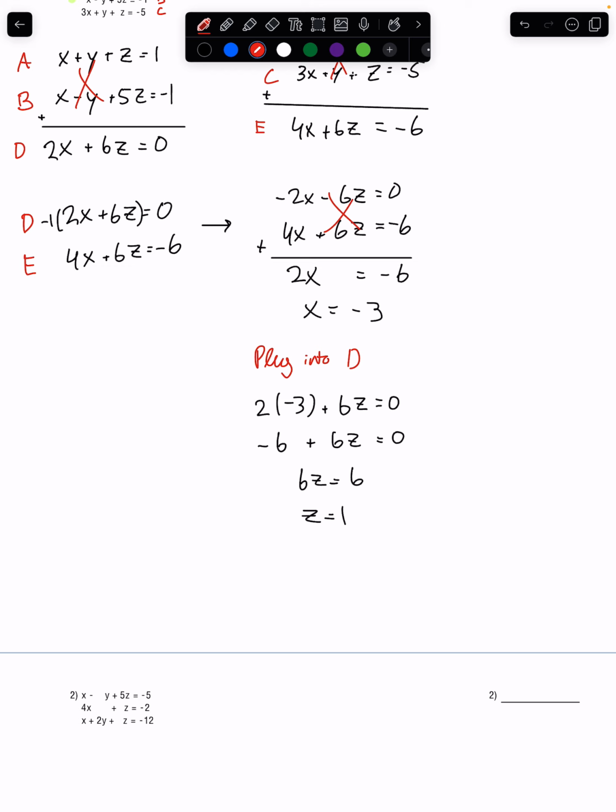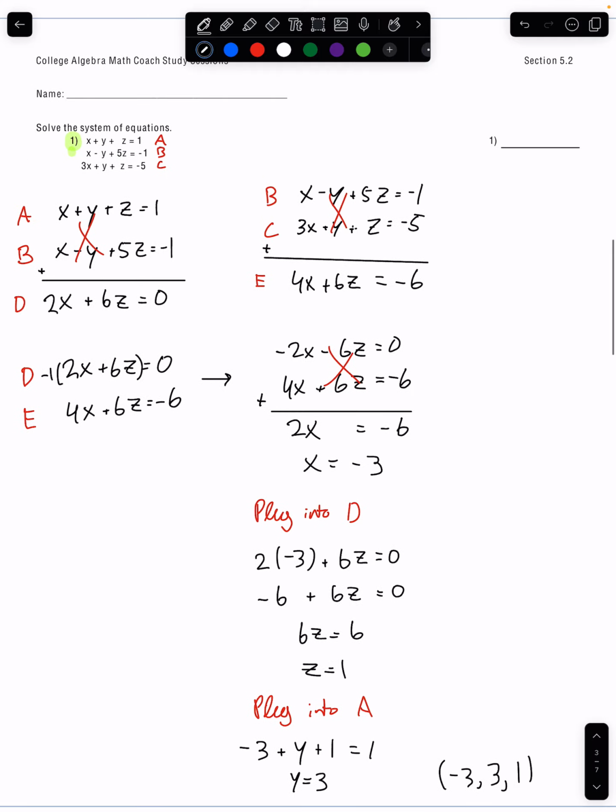Now we just need to find y. So we're going to plug into A. We plug in the -3 we found, plus y, and we plug in the 1 we found. It's equal to 1. Solve this, and we get y is equal to 3. So our points that we found are -3 for the x, 3 for the y, and 1 for the z. Not the most fun problem.